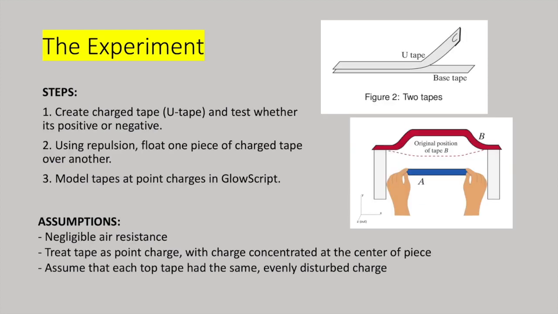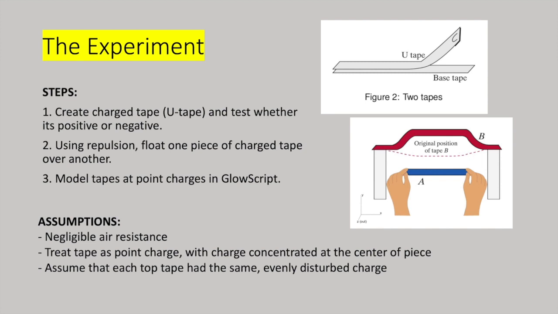To begin, I created charge tapes used for the observation of charge, attraction, and repulsion. To do this, I stuck a piece of tape on a table, then added another piece directly on top, referred to as the U-tape, which can be seen on the top picture on the right. I then quickly removed the U-tape to transfer the charge to this piece. Using this tape, I was able to make observations regarding the charge on the tape. More on this in the next slide.